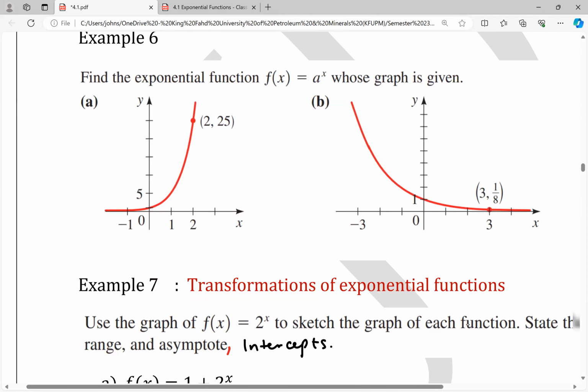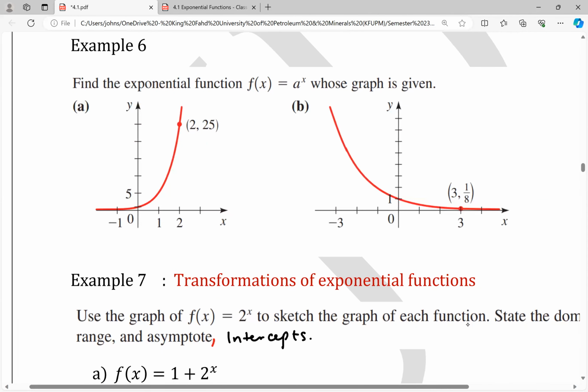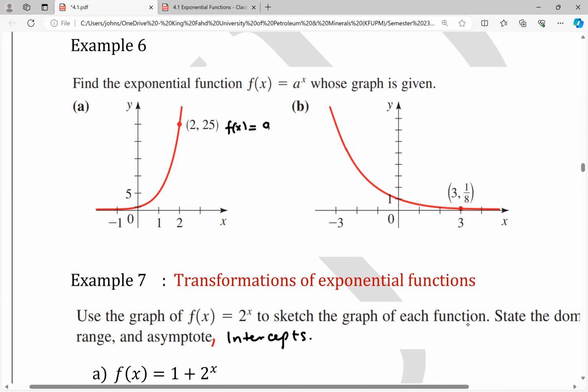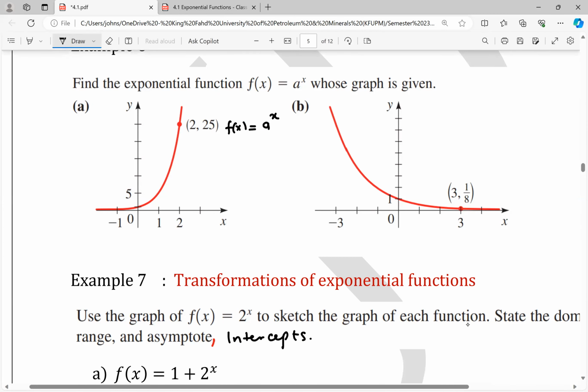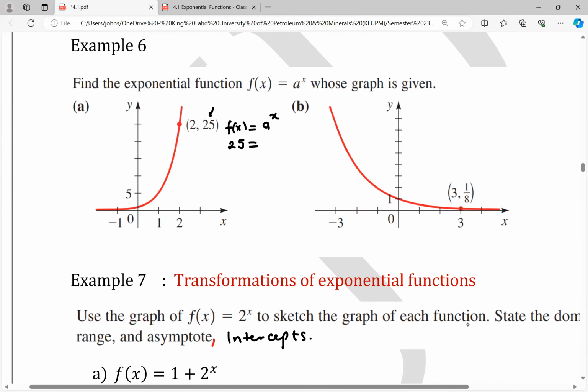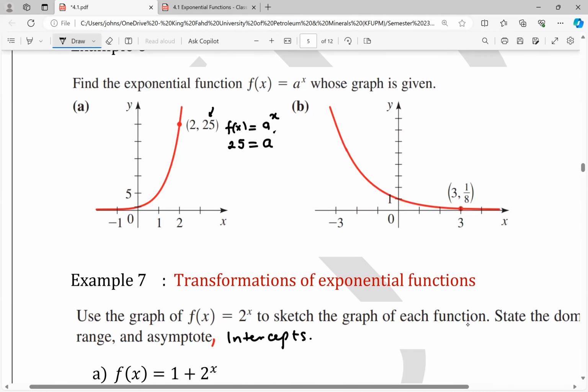So for example 6, we say find the exponential function f of x equals a to the power x, whose graph is given. So here you are given a graph. You just need to plot. You have the x value, you have the y value. So we just need to find what is our a. So if this is equal to this, what is our y? y is our f of x. So this is 25. And we're looking for a. x is 2.